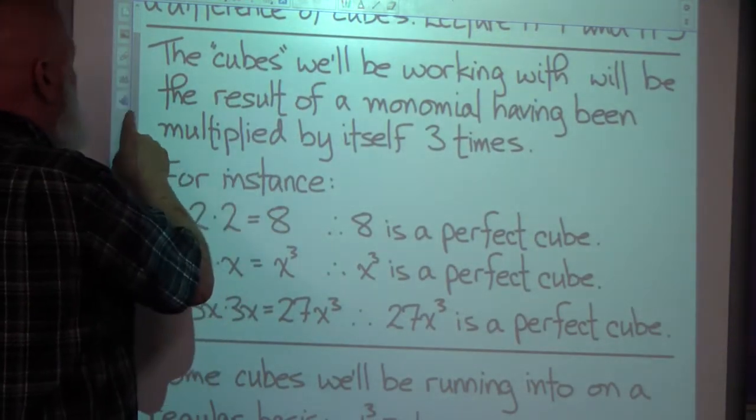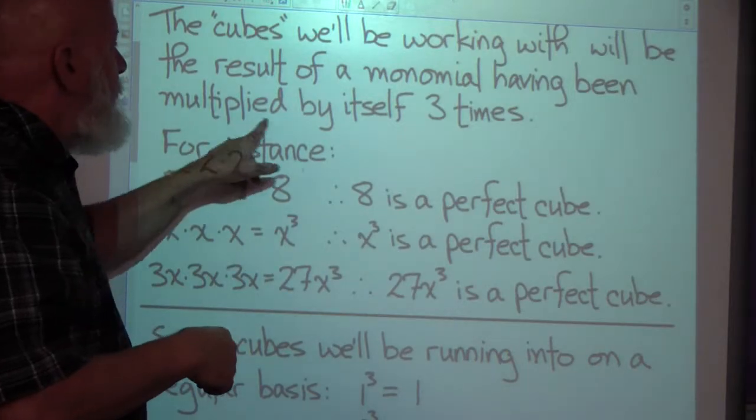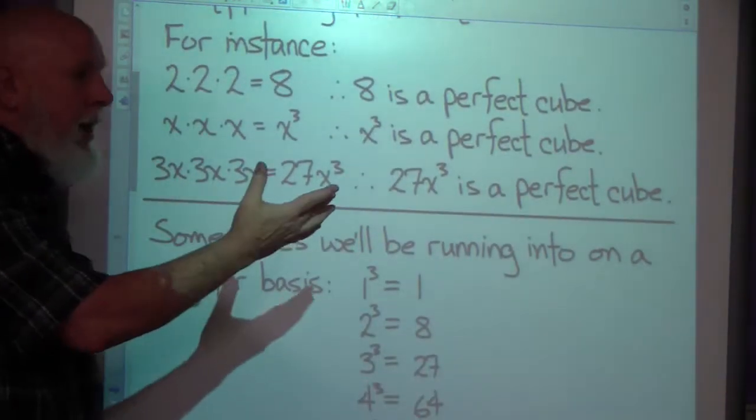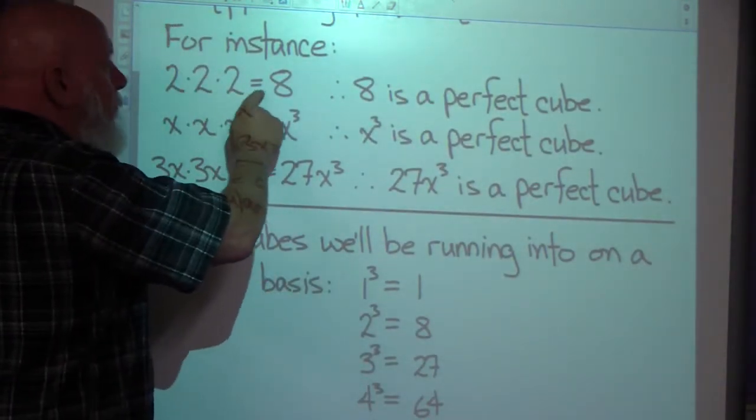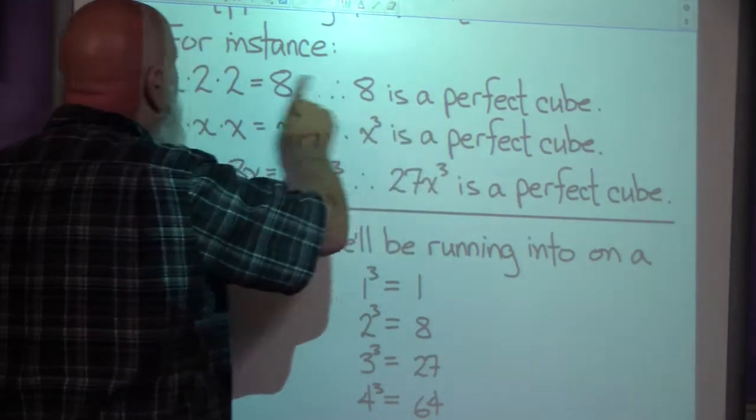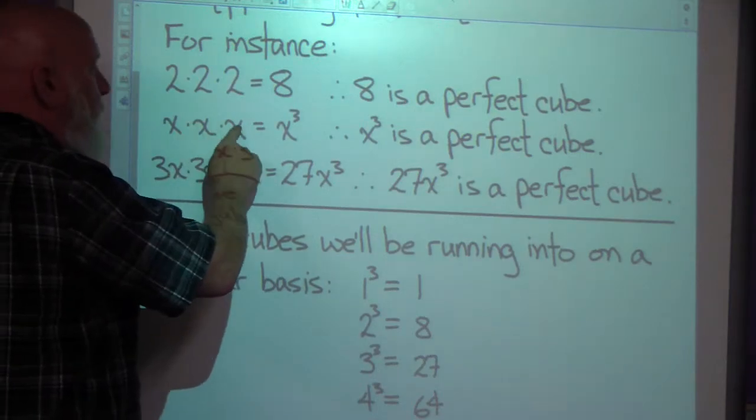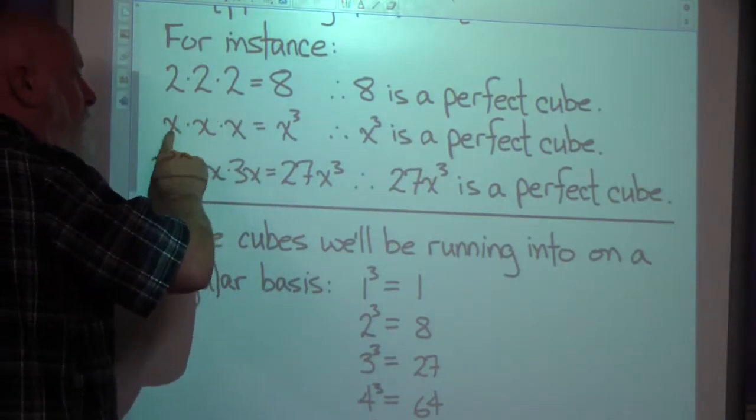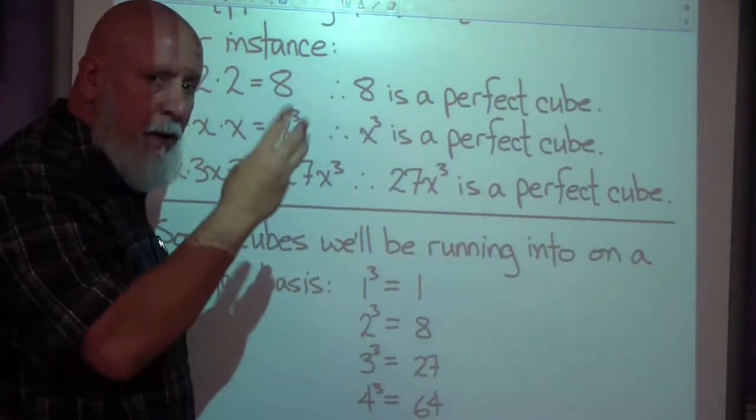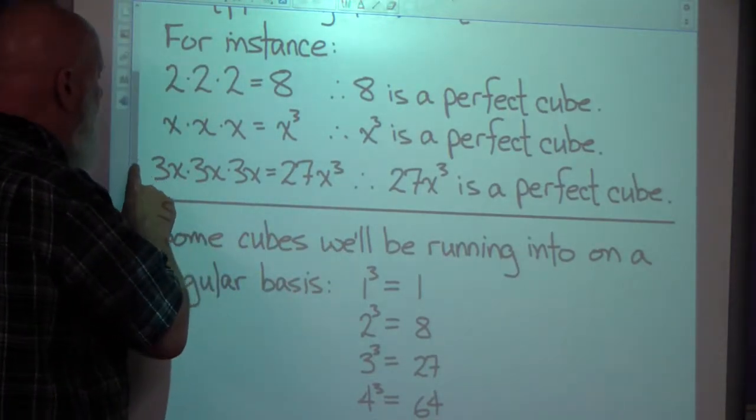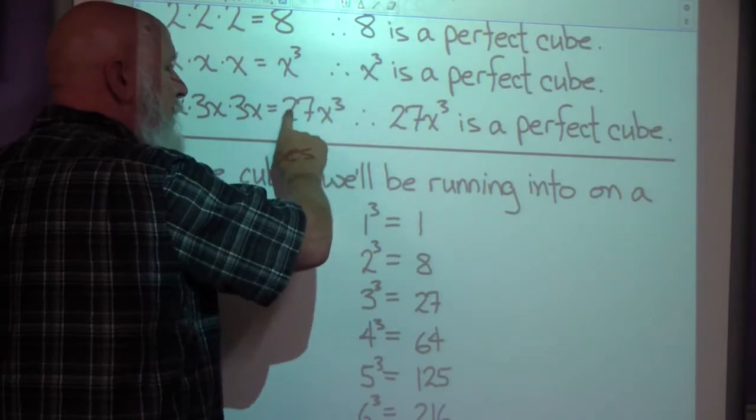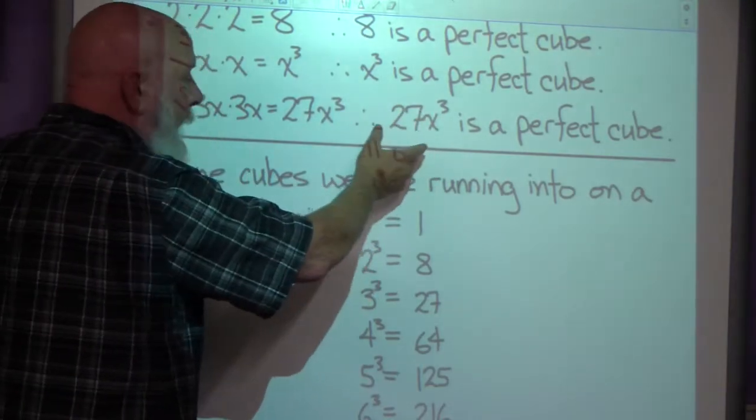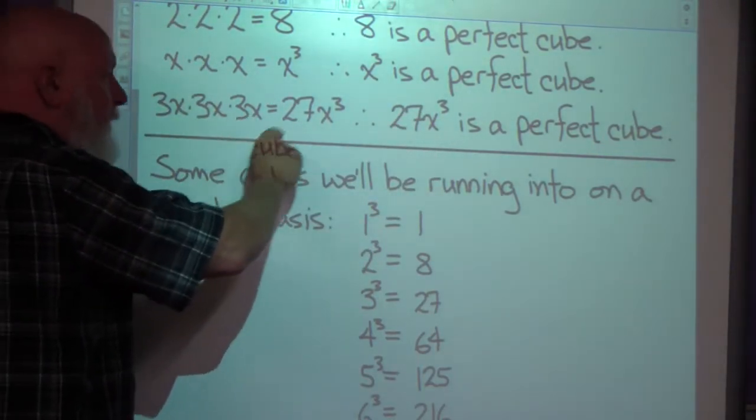Again, the cubes that we're going to be working with will be the result of a monomial having been multiplied by itself 3 times. For instance, this is exactly what we did with the sum of cubes. 2 times 2 times 2 is 8, therefore 8 is a perfect cube. 2 is the cube root of 8. X times x times x is x to the third, therefore x to the third is a perfect cube, and the cube root of x to the third is x, because that's what you multiplied by itself 3 times to give you x cubed. 3x times 3x times 3x is 27x cubed, therefore 27x cubed is a perfect cube. And the cube root of this would be 3x, because that's what you're multiplying by itself 3 times to give you this.